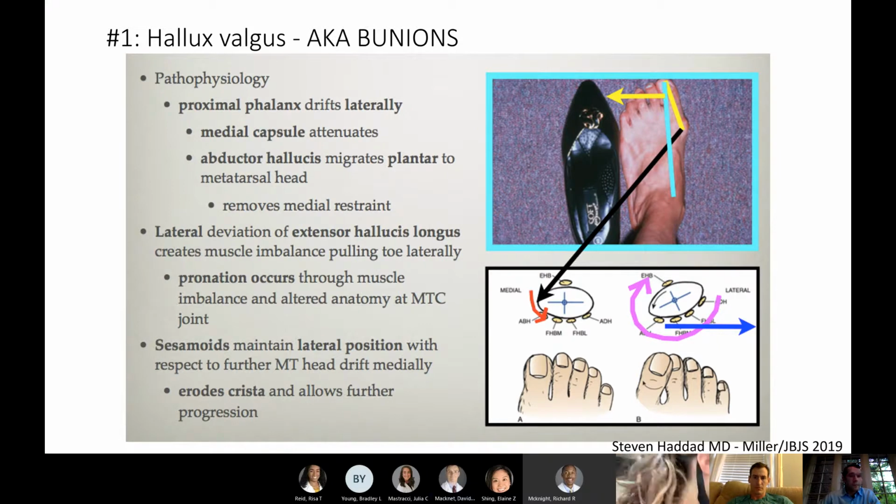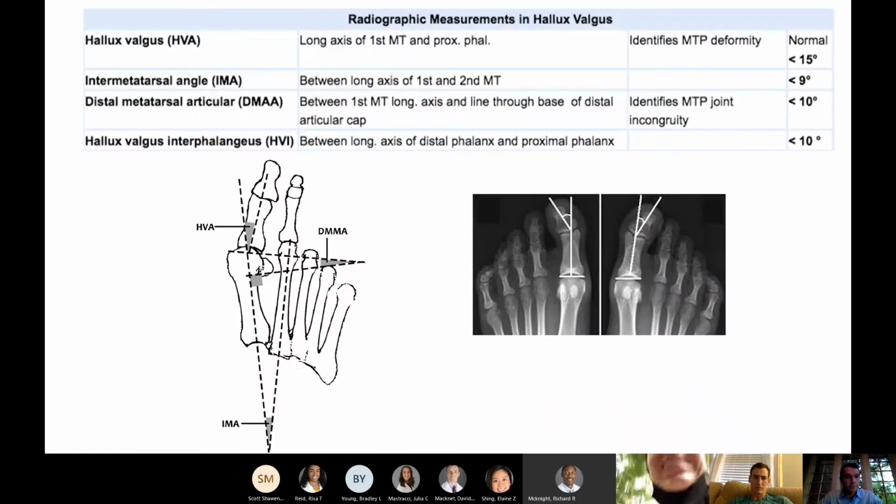The sesamoids laterally drift too. So there can be erosion of the crista that keeps them normally in place along the plantar aspect of the first metatarsal. And once that erosion happens, it's harder to get those sesamoids corrected, and you start to get a little bit more of a degenerative bunion.